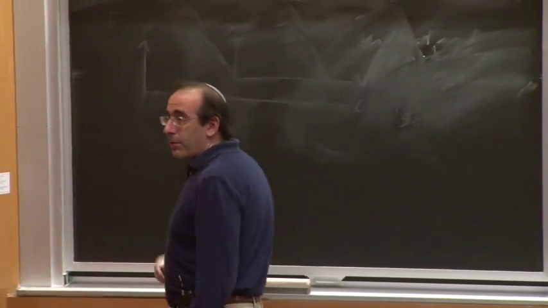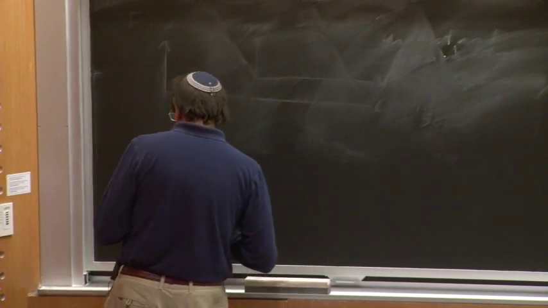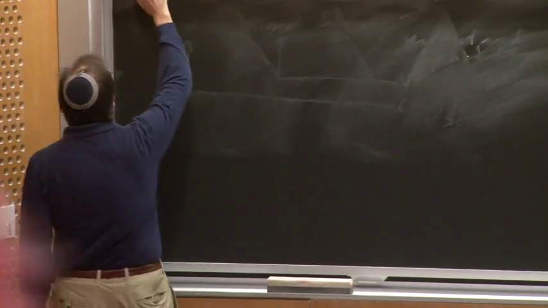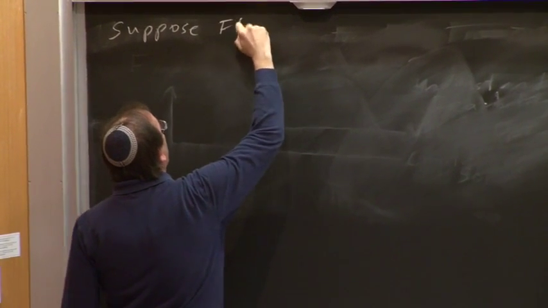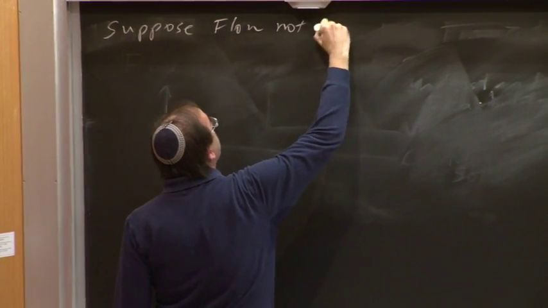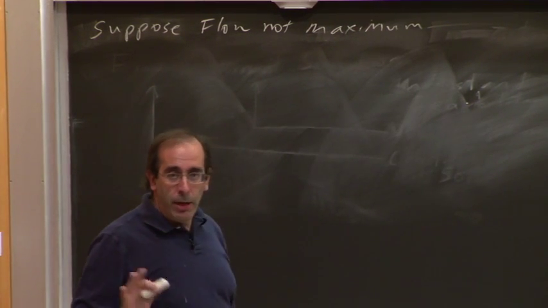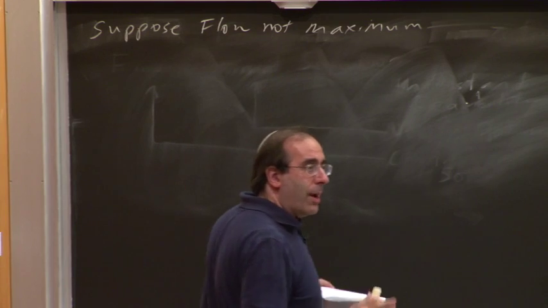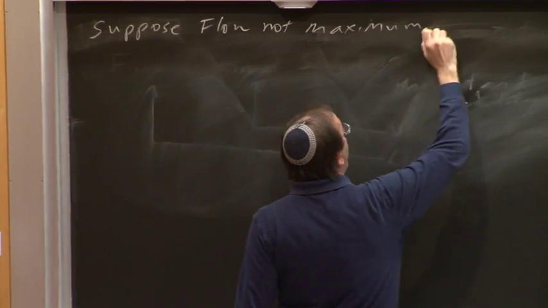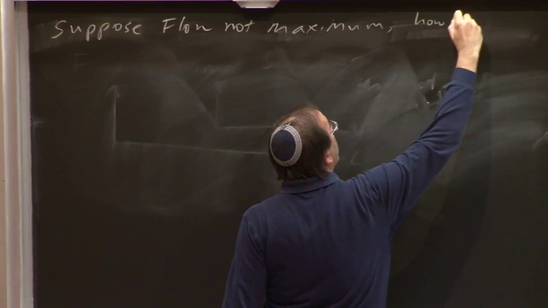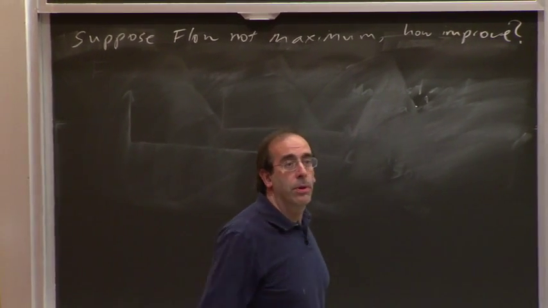So continuing this sort of creeping towards the goal of finding the maximum flow, the next question I'm going to ask is, suppose that our flow is not maximal. No, not maximum. It's still not clear that we can prove this, but we're going to try and figure out, again, we're not going to go straight for the maximum flow, but we're going to ask, how can we improve a flow that we currently have?